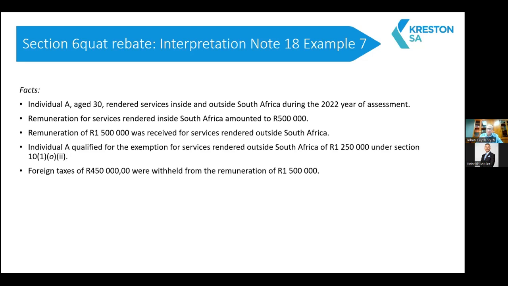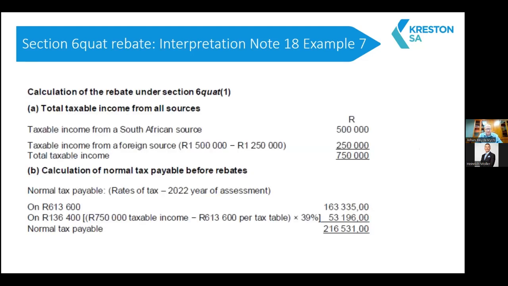Right, so you earned 2 million rand. You qualified for the exemption of 1.25 million rand under section 10(1)(o), and foreign taxes of 450,000 rand were withheld from the remuneration of 1.5 million rand. Okay, so in the year you got 2 million rand, of which 1.5 million rand was outside and 500,000 rand was inside. Of the 1.5 million rand, foreign taxes of 450,000 rand were withheld. So let's do the tax.